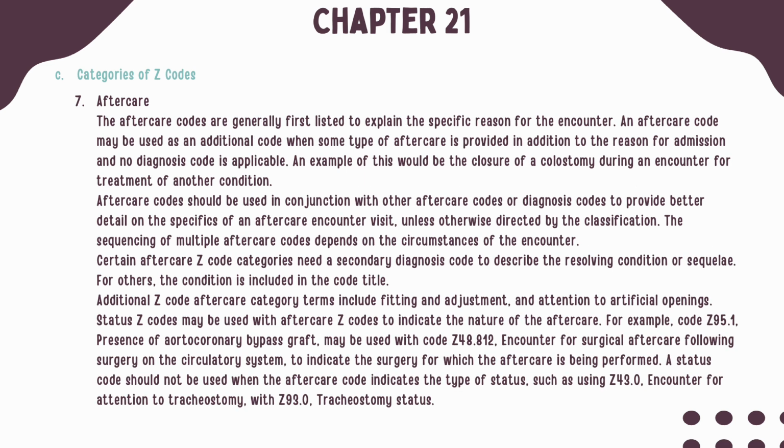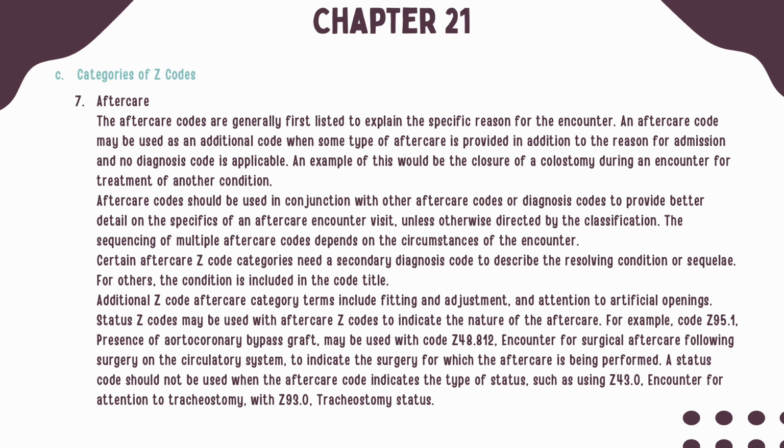Aftercare codes are generally first listed to explain the specific reason for the encounter. They can be used as additional codes when some type of aftercare is provided, in addition to the reason for the encounter. An example of this would be the closure of a colostomy during an encounter for the treatment of another condition. Aftercare codes should be used in conjunction with other aftercare codes to provide better detail on the specifics of an encounter visit, unless otherwise directed with another guideline. The sequencing of multiple aftercare codes will depend on the circumstances of the encounter.